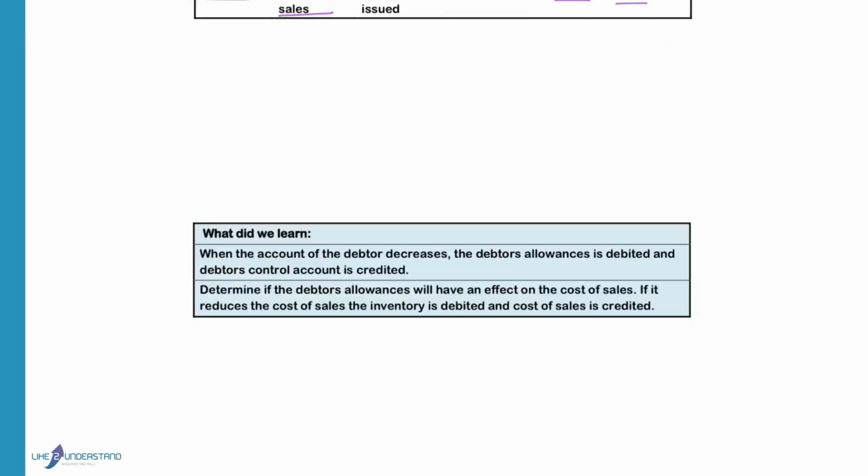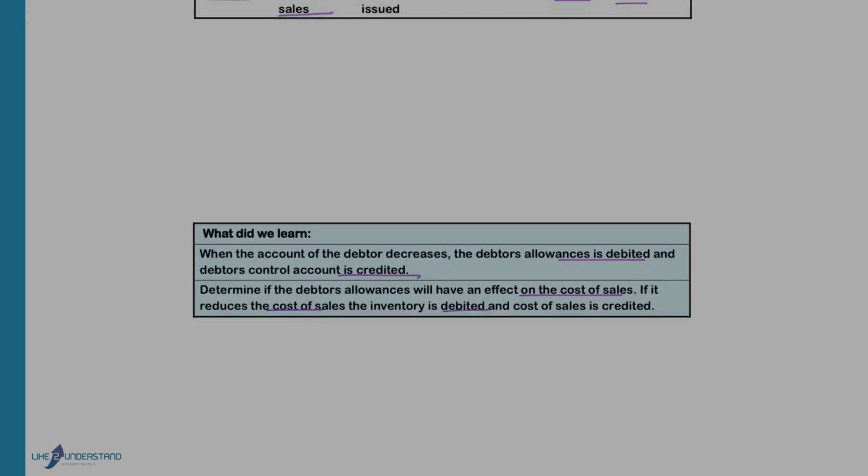When the account of a debtor decreases, the debtors allowances is debited and the debtors control is credited to reduce the debt. Determine if this debtors allowance will have an effect on cost of sales. If it reduces the cost of sales, then inventory will be debited and cost of sales credited.